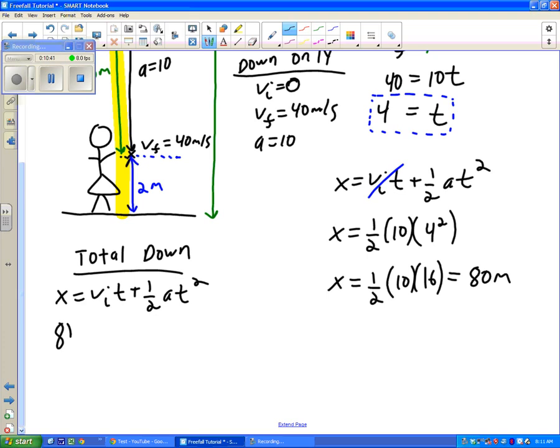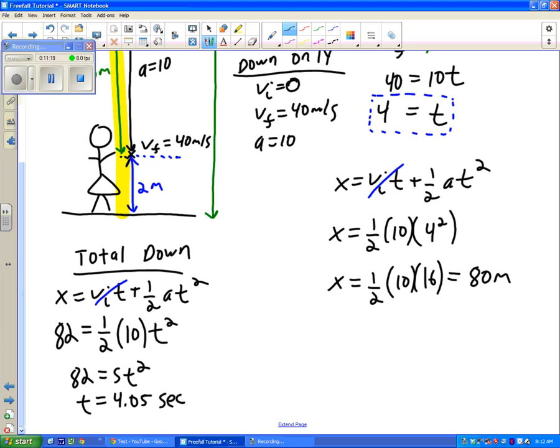The total distance was 82 from the very top to the very bottom. From the very top to the very bottom, our initial velocity is still 0. So that term goes away. We have 10. And from the very top to the very bottom, we are trying to find that time. So we get 82 equals 5t squared. We divide both sides by 5. We take the square root, and we get a time of 4.05 seconds. That is the time from the very top to the very bottom.